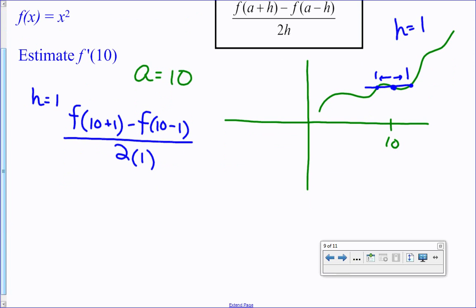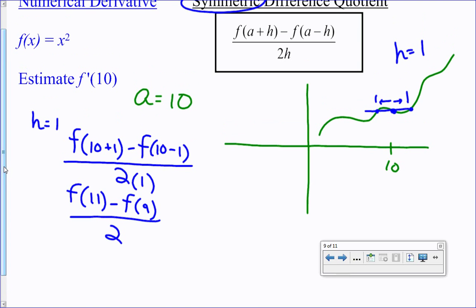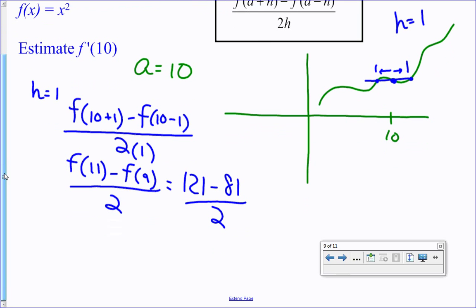So basically, I want f of 11 minus f of 9 all over 2. Well, our function just tells us to square whatever is in the parentheses, because it's x squared. So that is 121 minus 81 all over 2. What is 121 minus 81? 40. What's 40 divided by 2? 20. And isn't that what we had? That would be 40 over 2, which is 20.